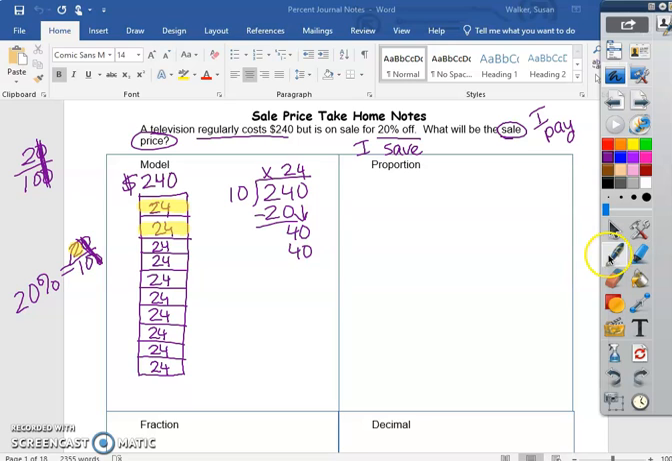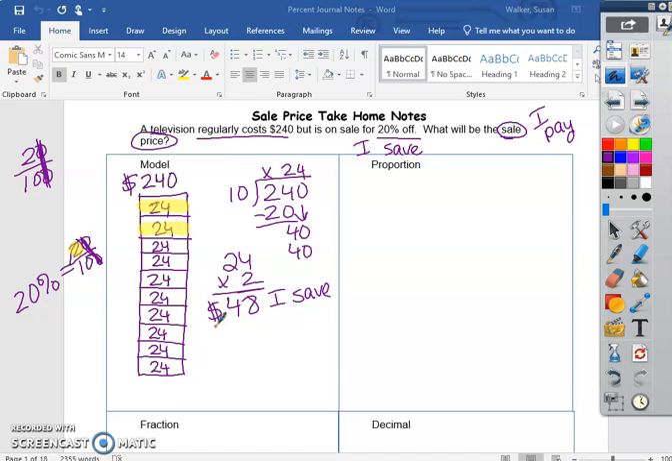So if I add these 2 up, or 24 times 2, this tells me the 20%. This is the part that I'm saving. So I save $48. The question says, what's the sale price? Well, that's how much I pay.